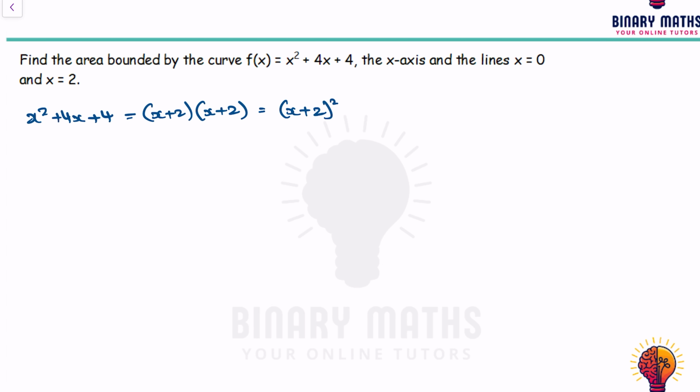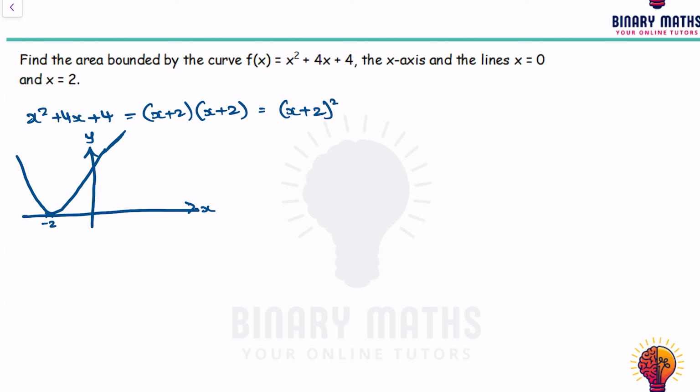So when I sketch this out, it's a quadratic with a double root at minus 2. It's a positive quadratic, so it looks like so. We don't care about where it intercepts the y-axis at the moment. Okay.